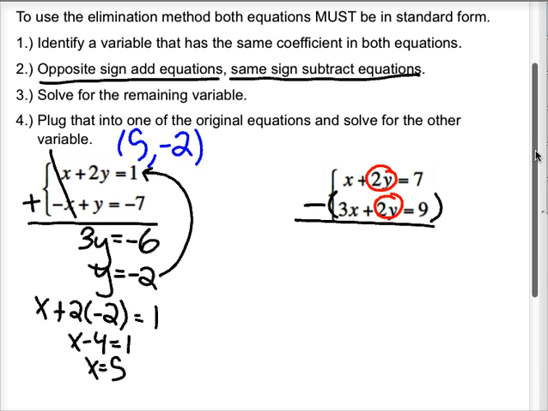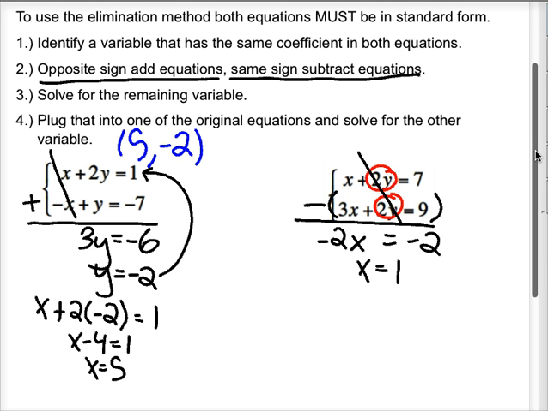All right? Now, do be careful when you're subtracting though, because you're subtracting everything. So here, x minus 3x is a -2x. 2y minus 2y cancels off just like we needed it to. 7 minus 9 is a -2. So make sure you remember that subtraction basically distributes throughout that entire equation. You're subtracting the whole equation, so make sure you don't forget that when you're working through this. Divide both sides by -2, you get x is 1.